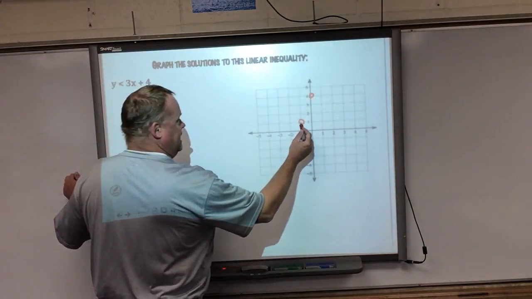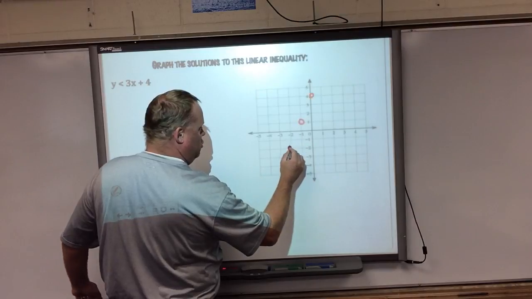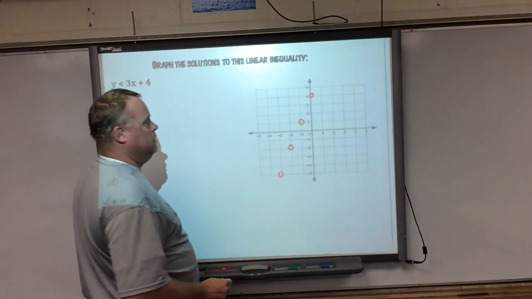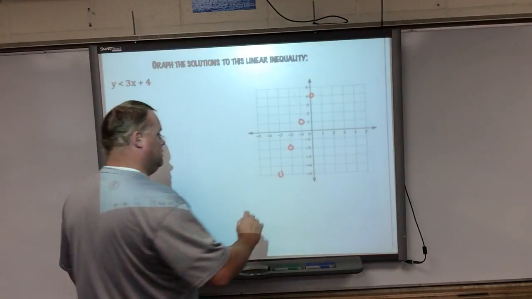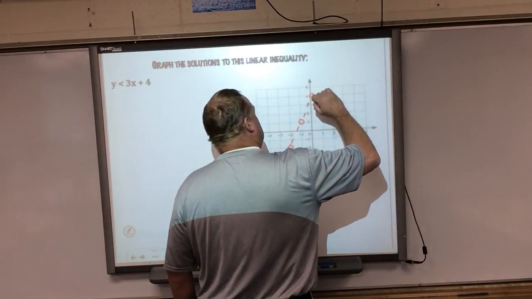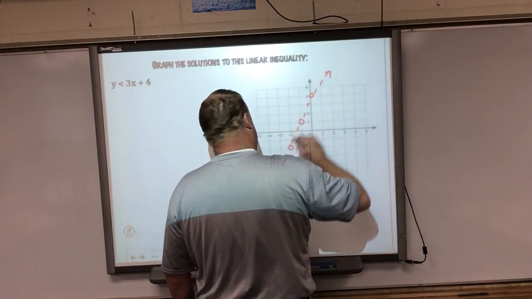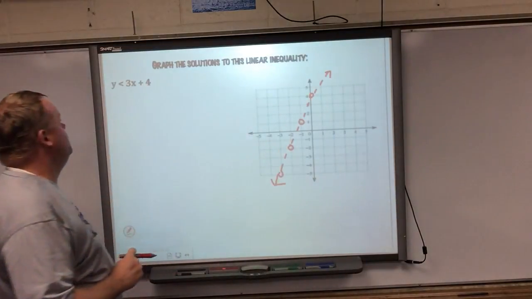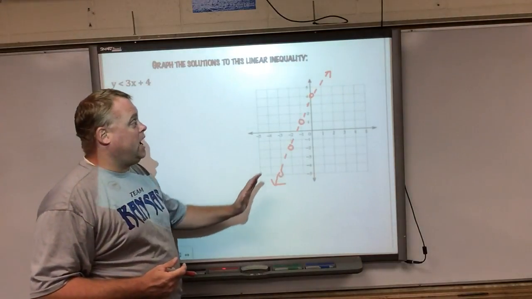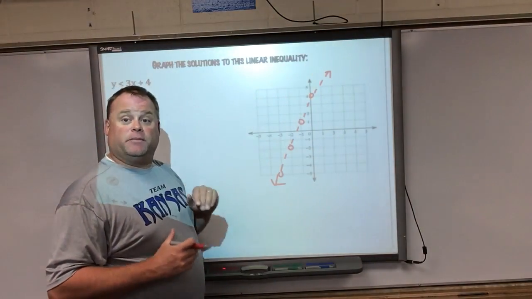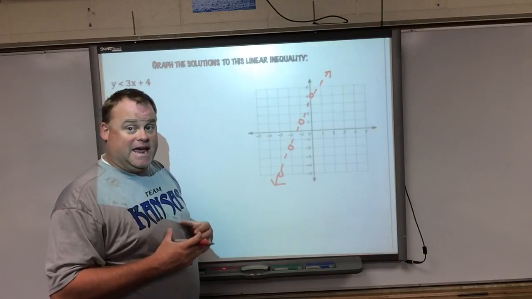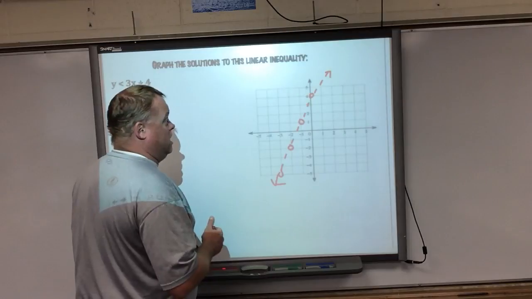Here we go. Down 1, 2, 3, over 1. There's my line. I can make dashed lines going through, and there's my line. Now, it is less than. I have a positive slope line, and I want to be less than that, right? So I cannot be above the line, I've got to be below the line.